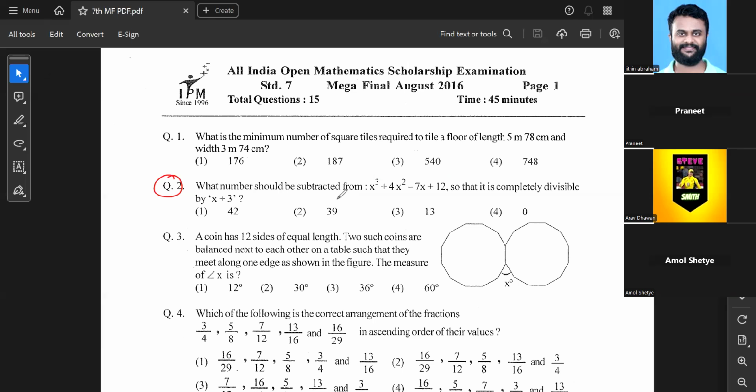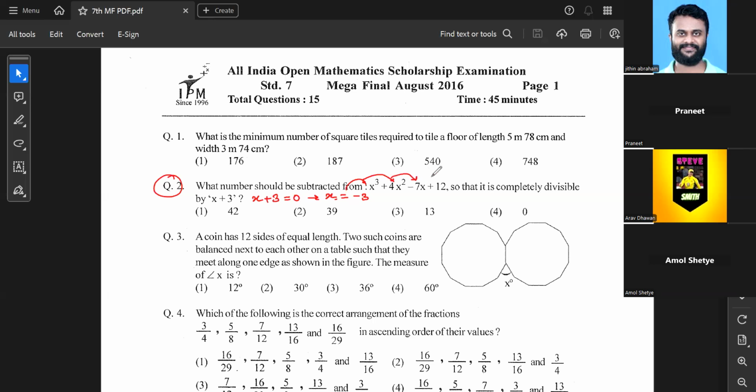Whenever such questions arise, where you are given an equation and have to find what number should be subtracted so that it is completely divisible by x plus 3, think in reverse. When it is divided by x plus 3, you get some remainder. They're asking what number you get as a remainder. So how do we find that? Whatever your divisor is, x plus 3, equate it with 0, which gives x equal to minus 3. Now substitute this x equal to minus 3 wherever you find x.